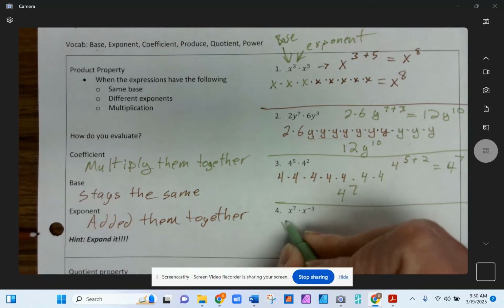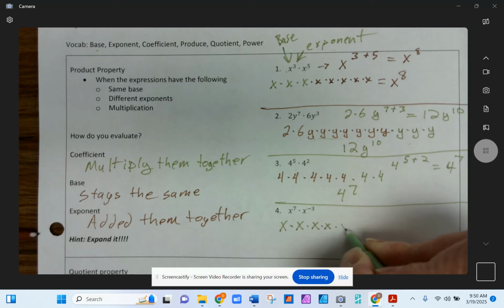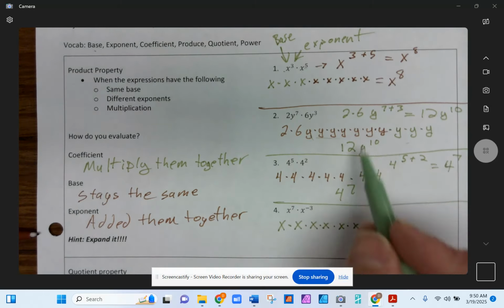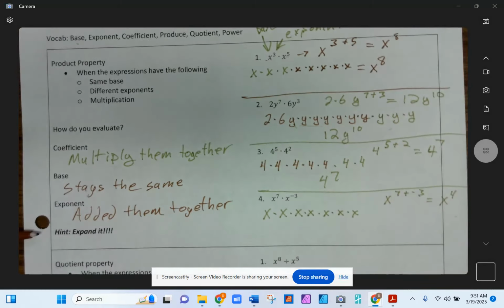It also works when you have negative exponents. Actually, I'm going to show the shortcut first, because I think it makes more sense to do that. So 7 plus negative 3 is going to give you x to the power of 4. Okay.